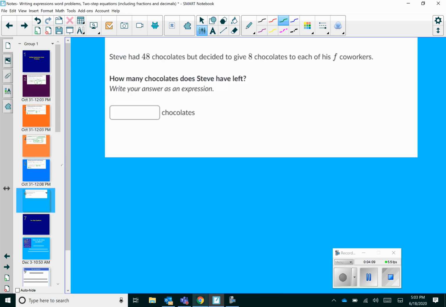Okay, Steve had 48 chocolates, but decided to give 8 chocolates to each of his F coworkers. So it says, how many chocolates does Steve have left? So what's important to know is he's giving 8 chocolates to each of his F coworkers. That would be 8 times F. And he started with 48, but he's giving those away or taking them away. So your final expression would be 48 minus 8F.